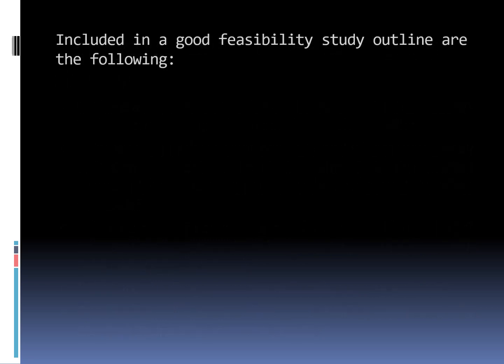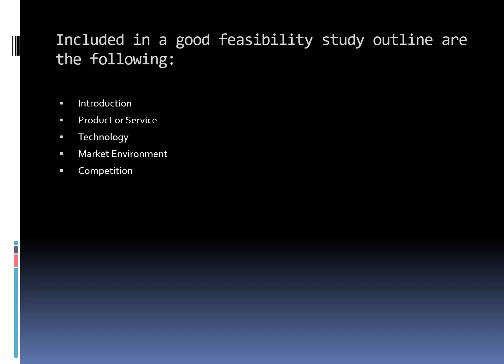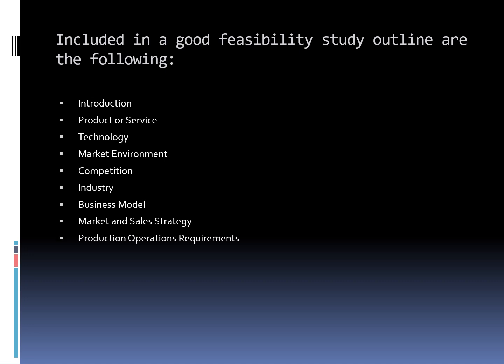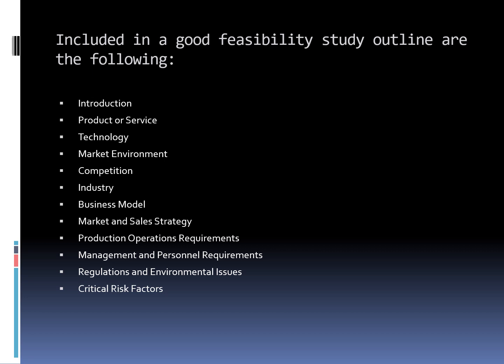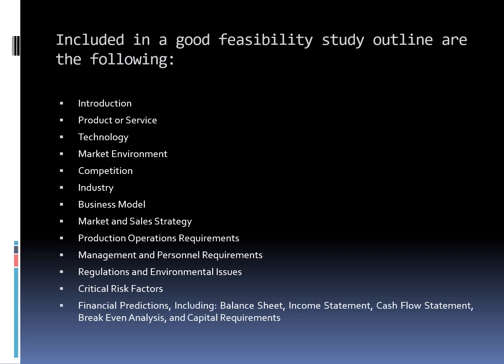Included in a good feasibility study outline are the following. Introduction, product or service, technology, market environment, competition, industry, business model, market and sales strategy, production operations requirements, management and personnel requirements, regulations and environmental issues, critical risk factors, financial predictions including balance sheet, income statement, cash flow statement, break-even analysis and capital requirements, and conclusion.